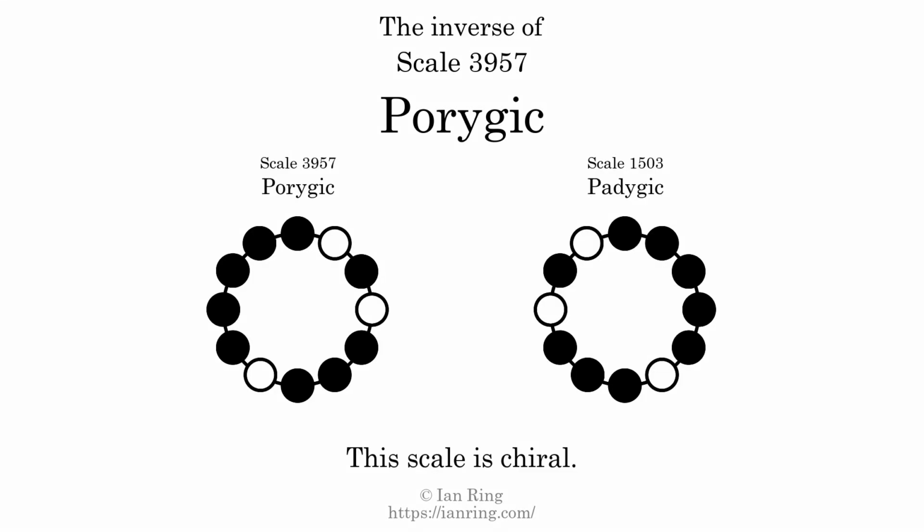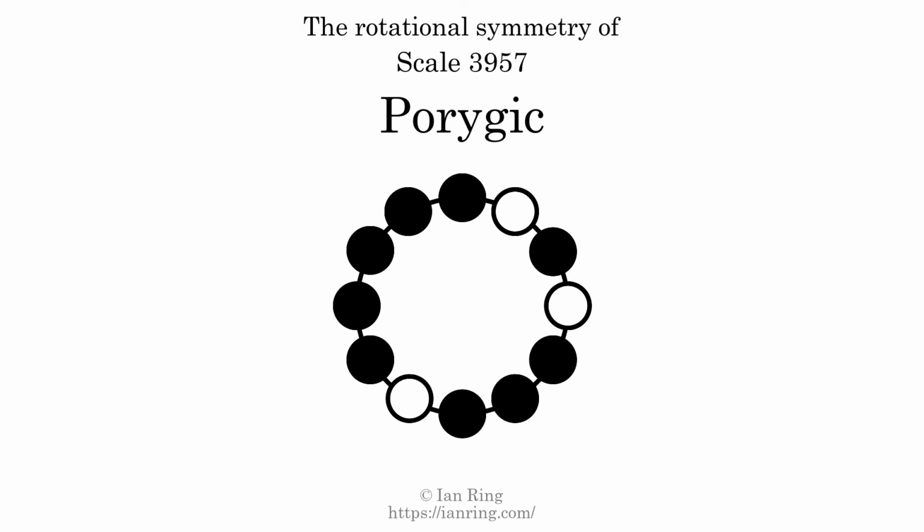The inverse of a scale is a mirror image. It is what you get when the sequence of intervals is reversed. The inverse of this scale is scale 1503, also known as Porygic. This scale is chiral. It cannot transform into its inverse by rotational transformation. This scale has no rotational symmetry.